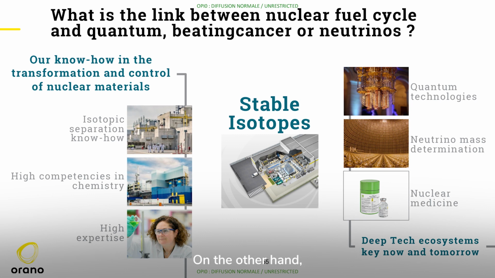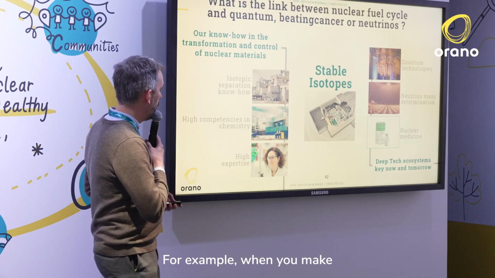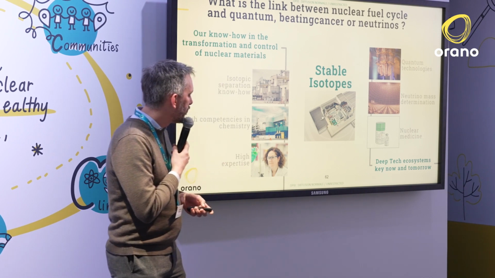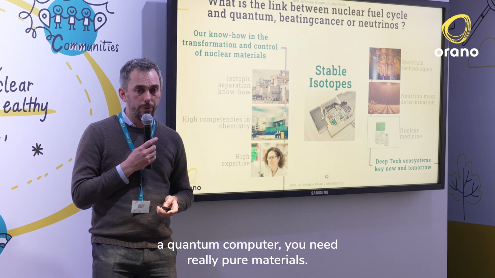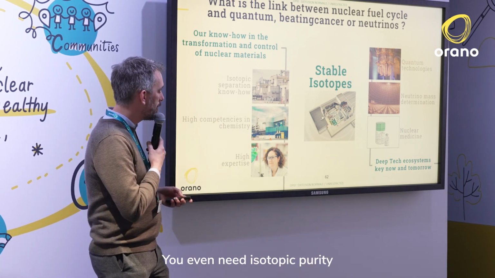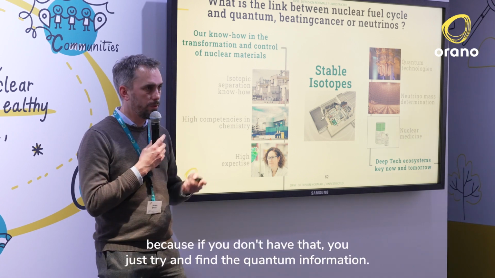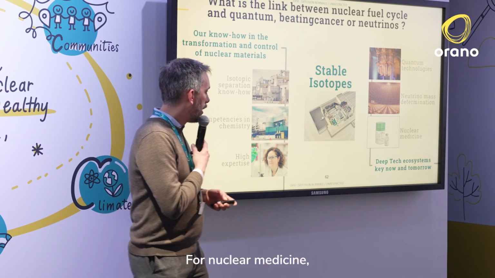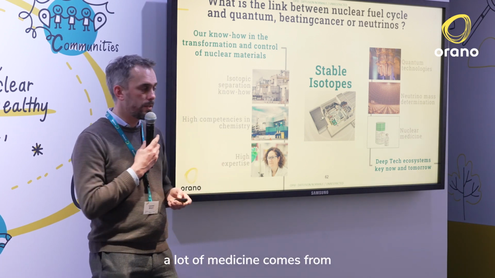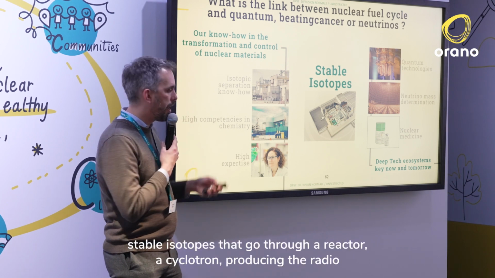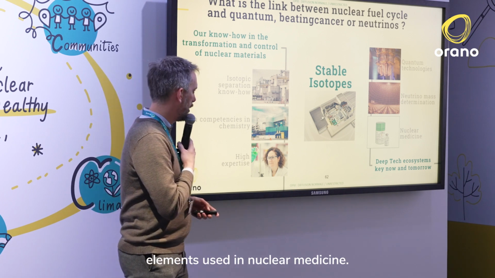On the other hand, because of our purpose, we are thinking about the future, and so things like quantum technology, neutrino determination, or nuclear medicine need something we can do with all this competency, and it's called stable isotopes. For example, when you build a quantum computer, you need really, really pure material. Especially, you need even isotopic purity, because if you don't have that, you in fact destroy the quantum information. For nuclear medicine, a lot of medicines come from stable isotopes. They go through a reactor or a cyclotron, and afterwards they make the radioelements used in nuclear medicine.